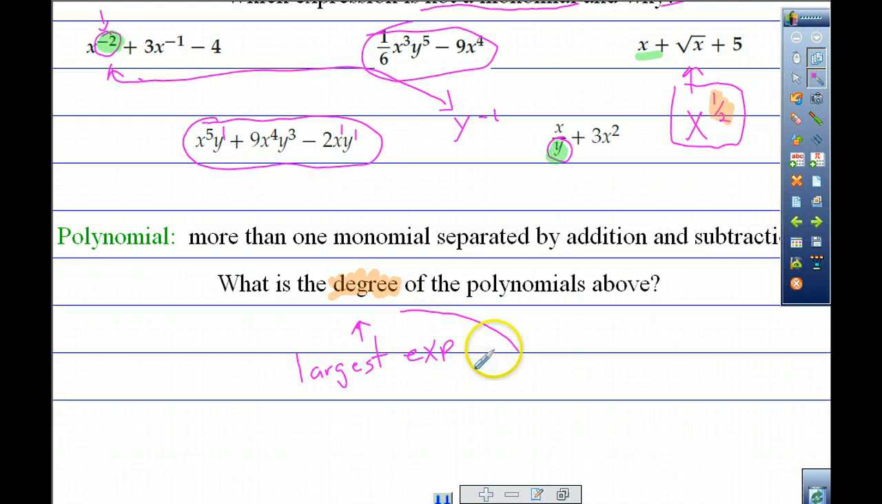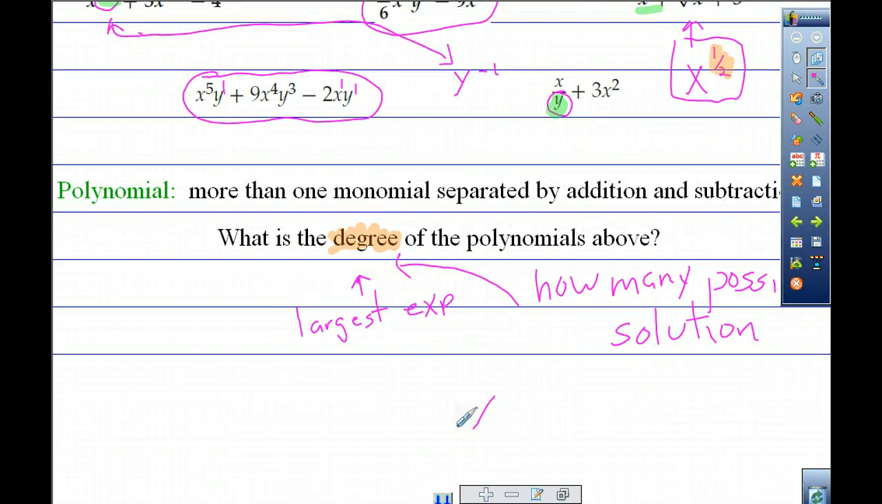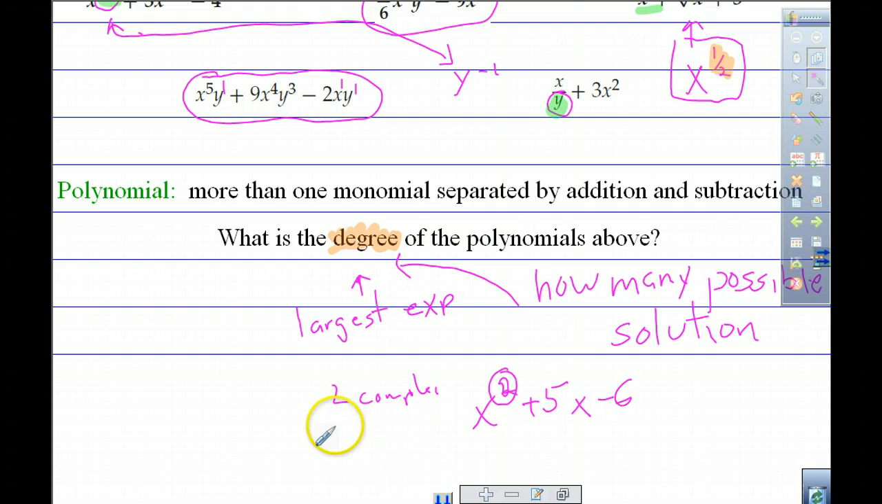The degree also tells you how many possible solutions. So remember when we're doing all those quadratics, that was like x squared plus 5x minus 6. Well, this is the degree. It's 2. How many possible solutions are there for this? Yeah, 2 complex or 2 real. The highest possible number of solutions is 2.